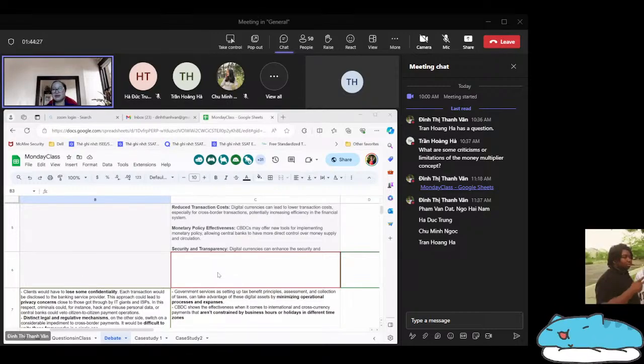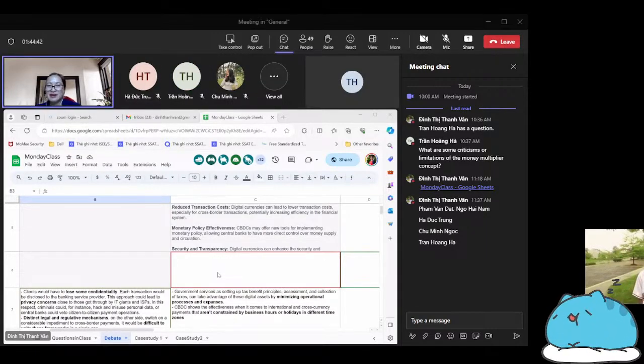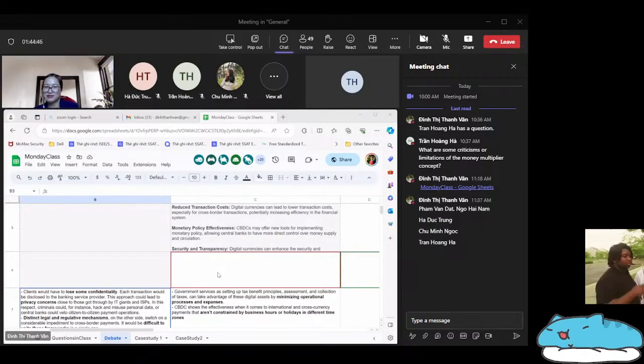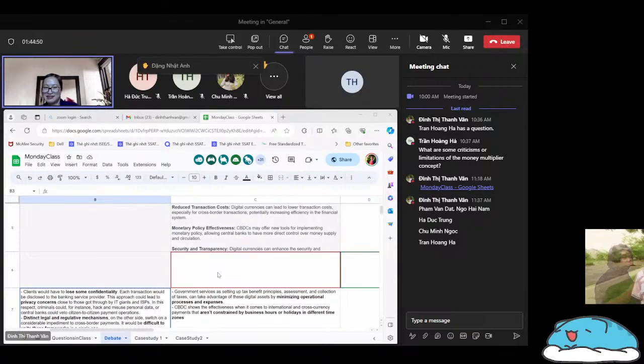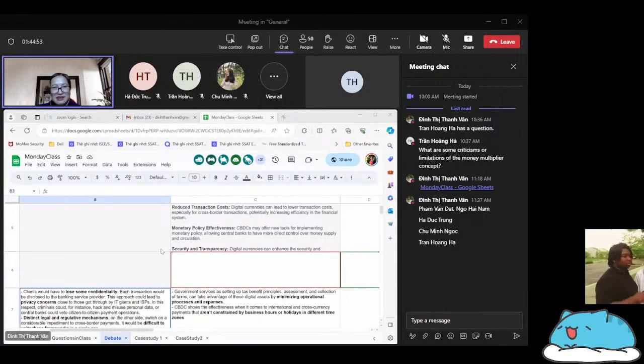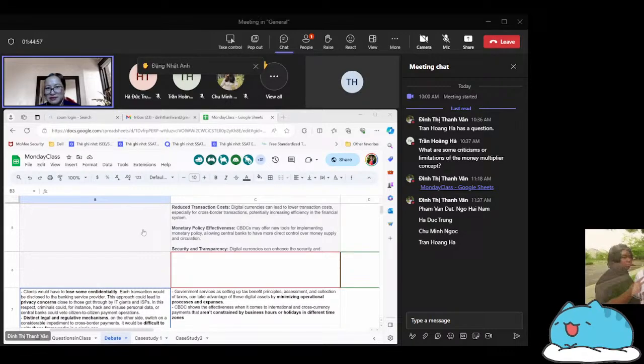So basically, you are a proponent because you think it's convenient and it's also reducing costs and expenses, right? Okay. Opponent side, do you have any other ideas? People on the opponent side? Okay, I saw a hand here. You can go ahead and speak up.